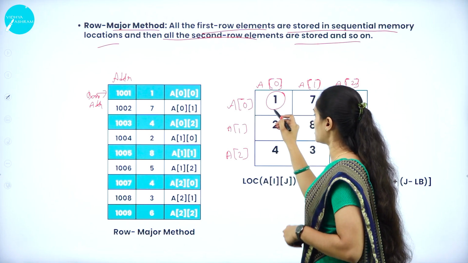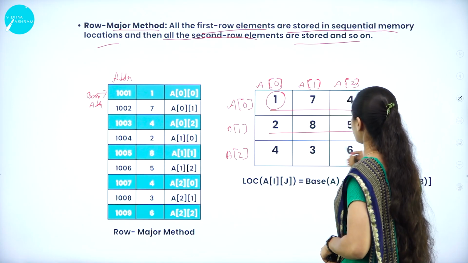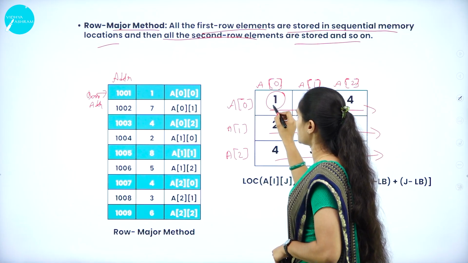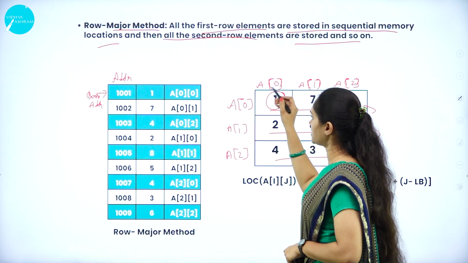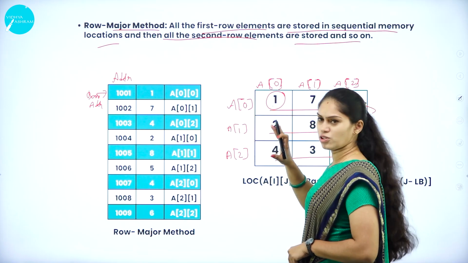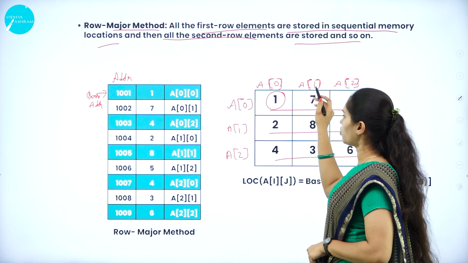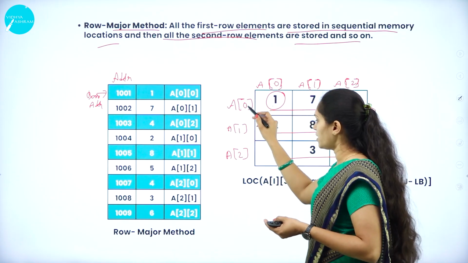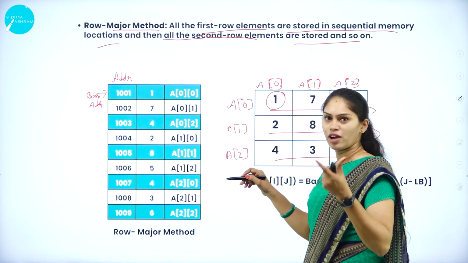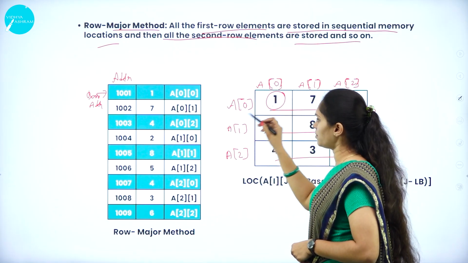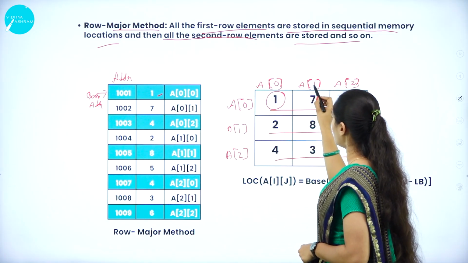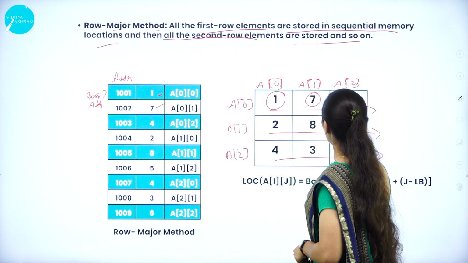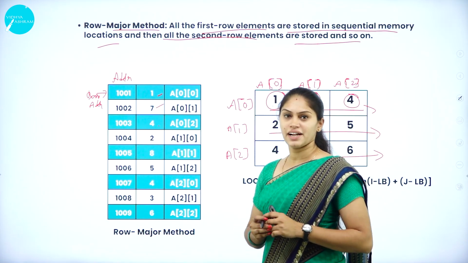How am I supposed to represent this? That is row-wise, so these are the rows. You are not supposed to take 1, 0 here; we are giving the preference to row, so whatever index is there on the row side, you have to specify. So A of 0, 0 will be 1, A of 0, 1 will be 7, and A of 0, 2 will be 4. That is regarding the first row.